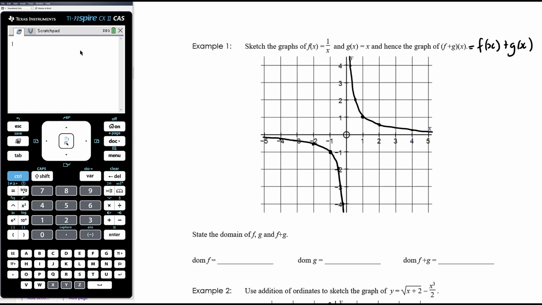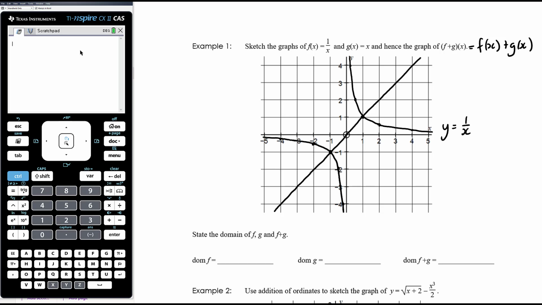Okay, so there's our hyperbola. Oops, not 1 on 2, 1 on x. And then just the line y equals x, so that's nice and easy. It's going to go through 1, 1, 2, 2, 3, 3, 4, 4, -1, -1, -2, -2, -3, -3, -4, -4. Okay, and now we want to add the ordinates.